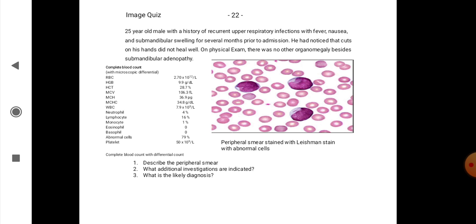This is a case study. A 25-year-old male with a history of recurrent upper respiratory tract infection with fever, nausea, and submandibular swelling for several months prior to admission. He had noticed that cuts on his hands did not heal well. So this is another clue. The patient had fever with recurrent upper respiratory tract infection, and on physical examination there was no organomegaly.